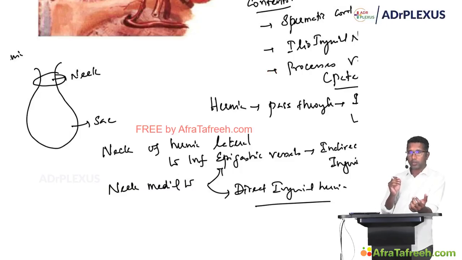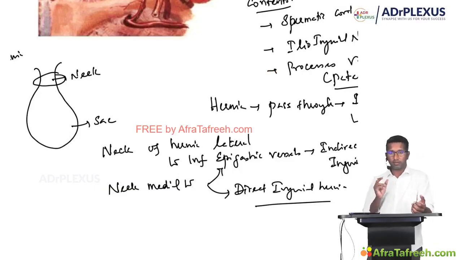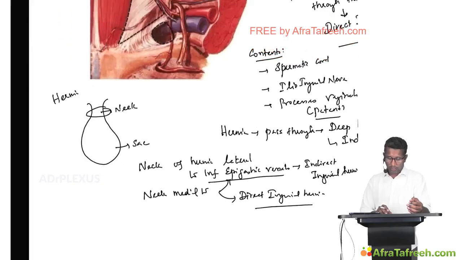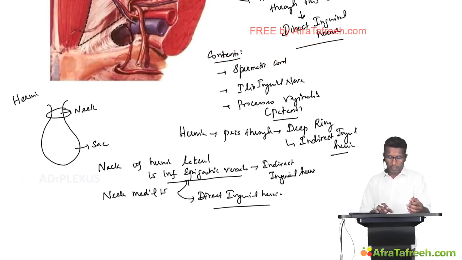So this clue, this orientation of the neck with respect to the inferior epigastric vessels, will tell you whether it is an indirect inguinal hernia or a direct inguinal hernia.